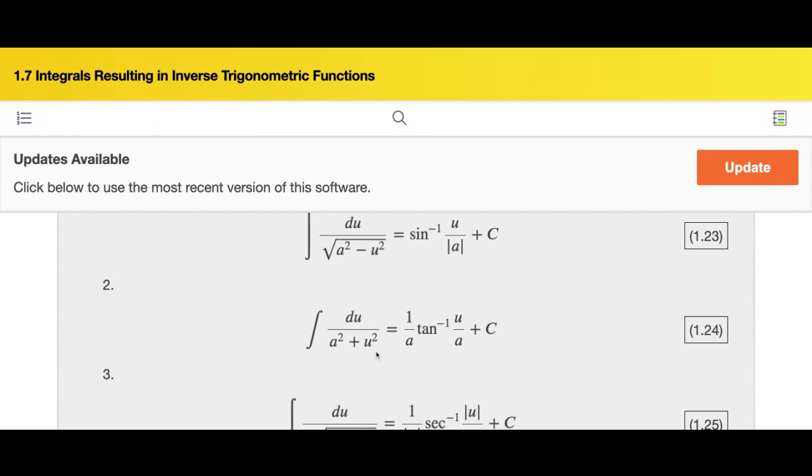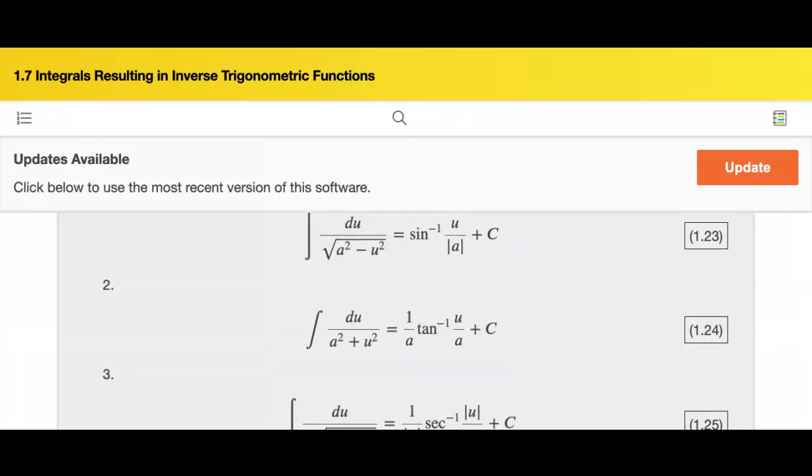So here we have 4 plus x squared. Because 4 is 2 squared, our a is 2. Right? Our a is 2, and our u is x. Following this, we'll get a half of arctangent of u, which is x, divided by 2, plus c, by the second formula.